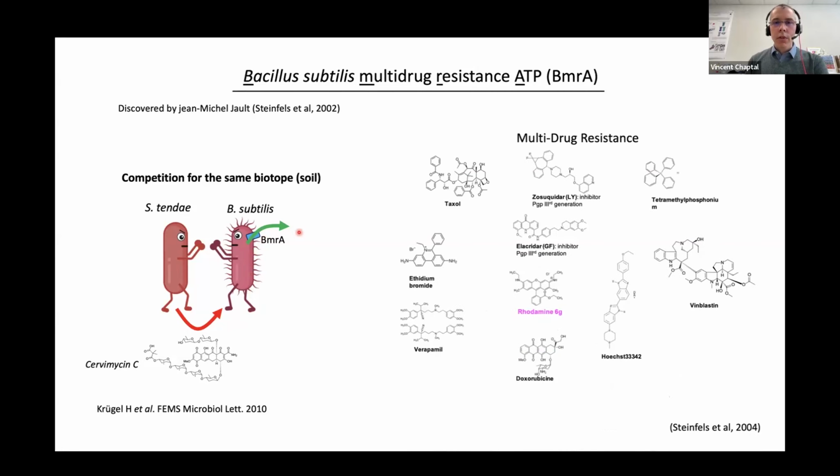BmrA belongs to the multidrug resistance type of protein because it's able to handle a wide range of substrates. As you can see, a few examples here. They are very different, and so we wonder how a protein can handle so many different substrates. Today, we're going to focus on these three drugs: rhodamine 6G, doxorubicin, and Hoechst.